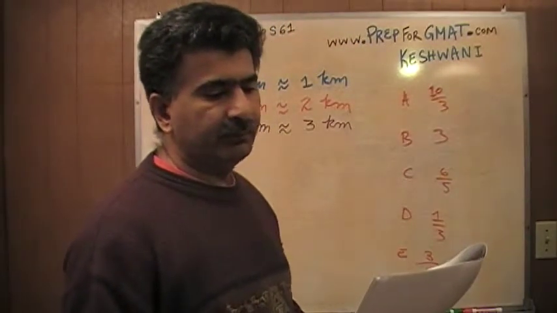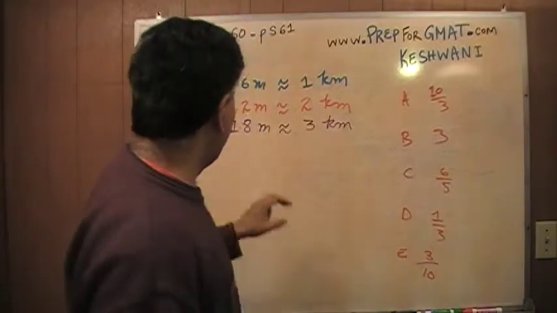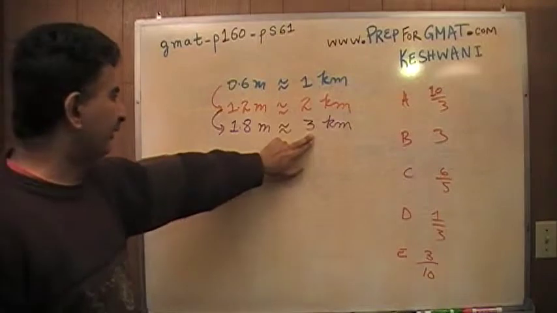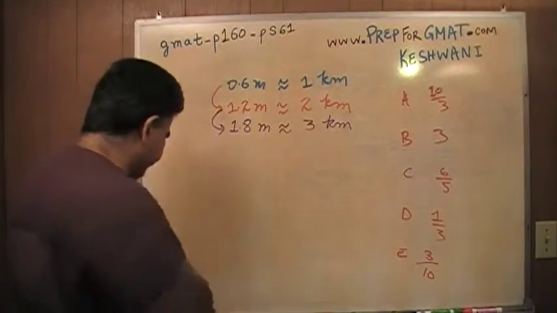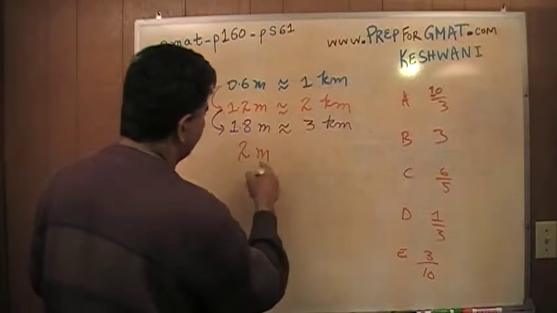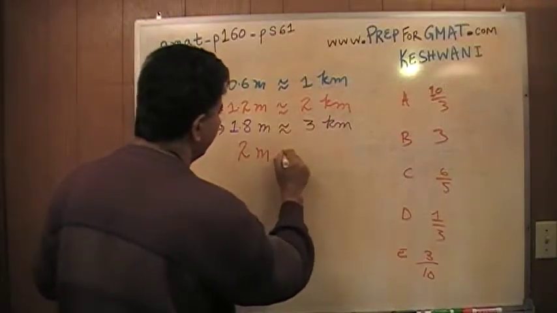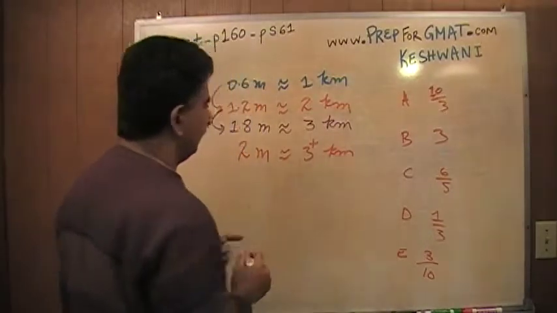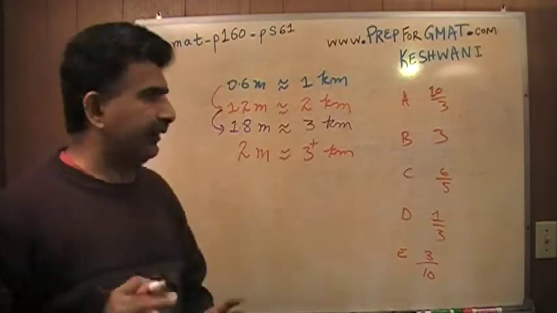Which of the following best approximates the number of kilometers in 2 miles? I have to go 2 miles. You see, if 1.8 miles equals 3 kilometers, then it stands to reason that 2 miles, I'm using m for miles here, must equal approximately something more than 3 kilometers. You see, 3 plus is all right, something more than 3.